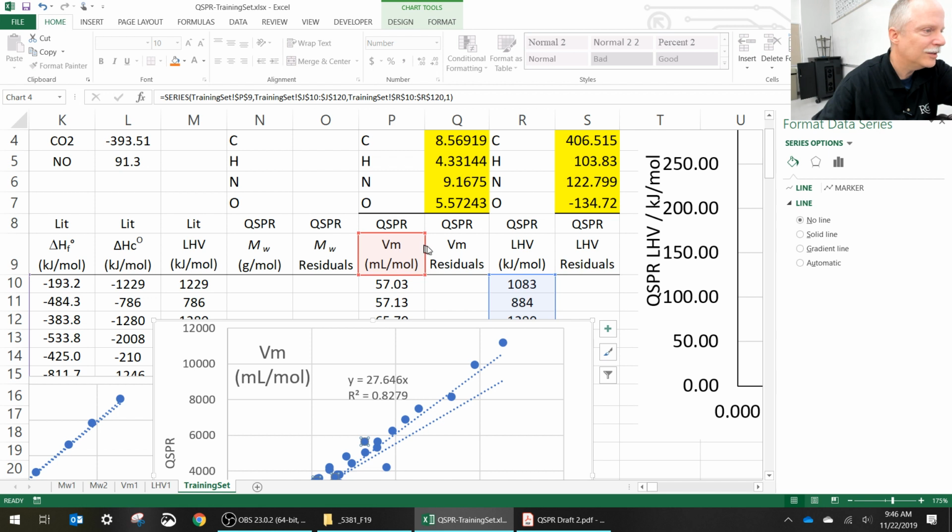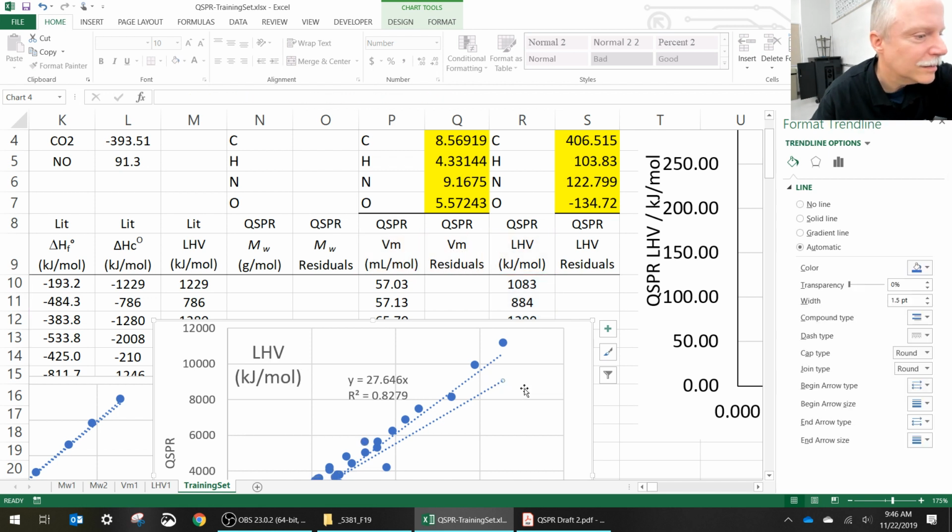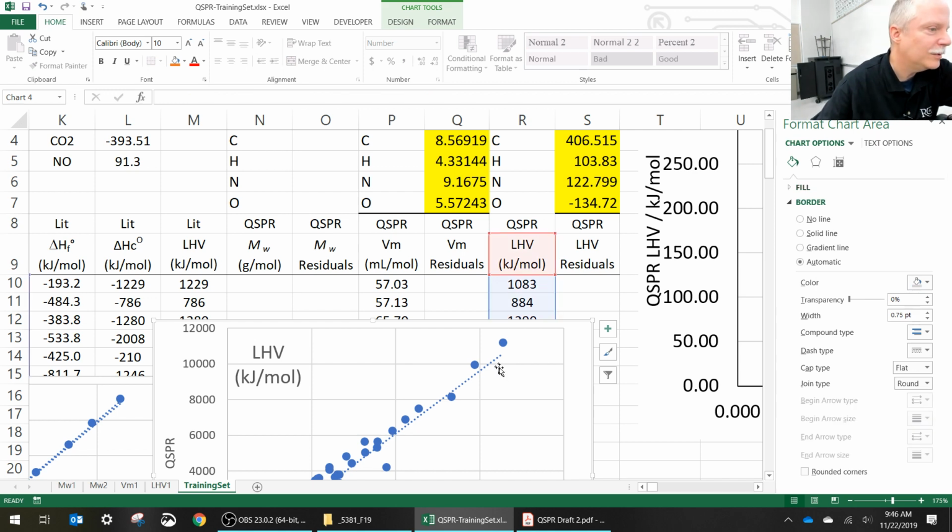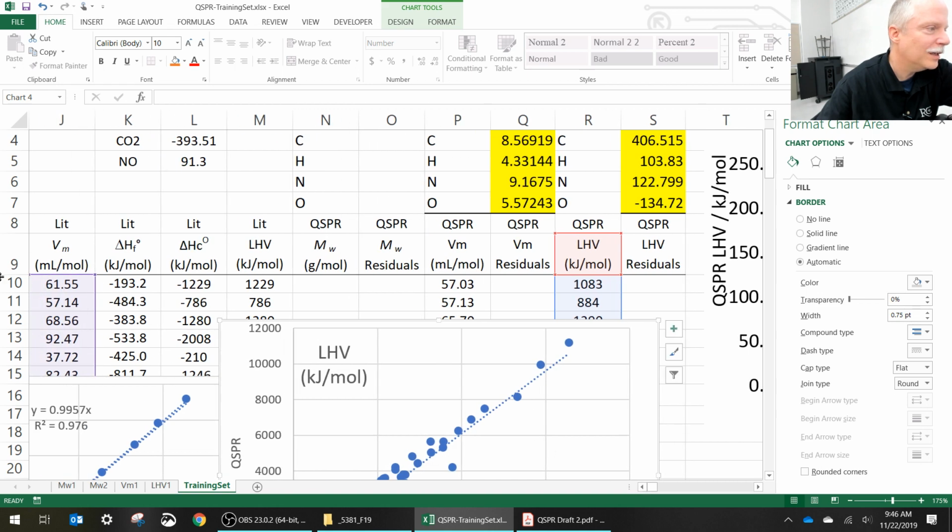Ooh, I've got two trend lines there. That's weird. I'm going to delete one of those. Oops, I deleted the one with the equation. Oh well. And then so I've got the Y over on my QSPR, but I've got to move the lit. So move the literature over to the LHV column.